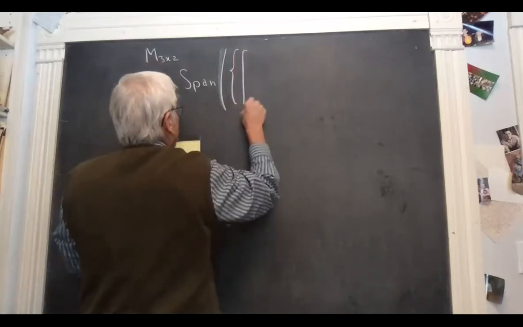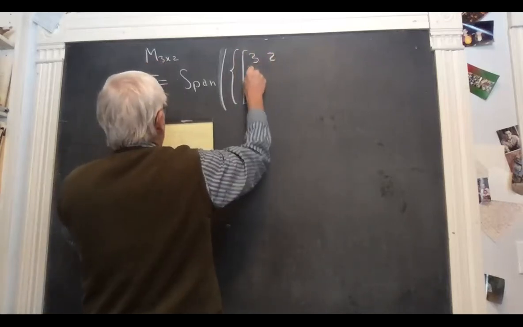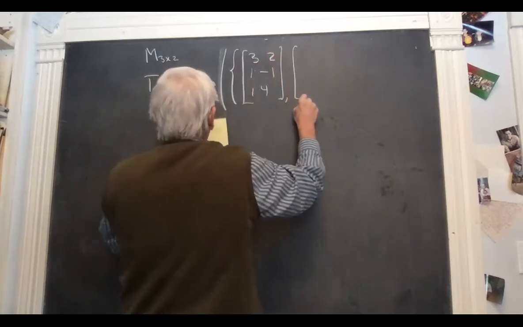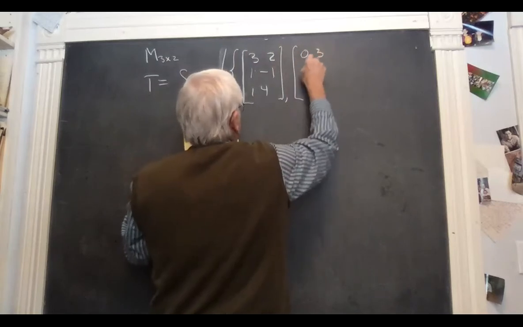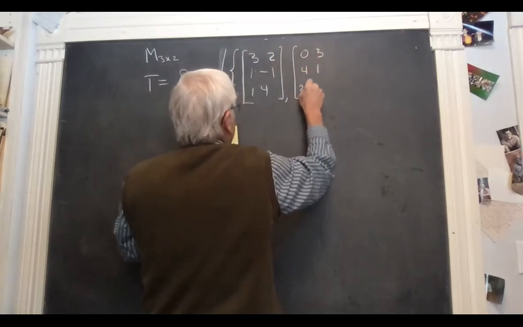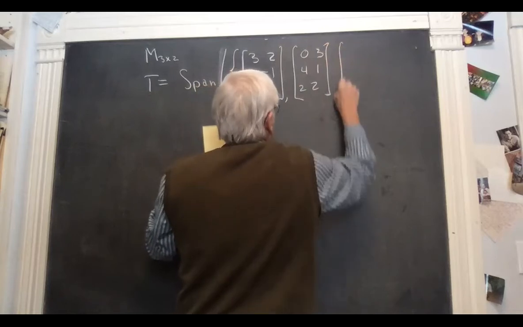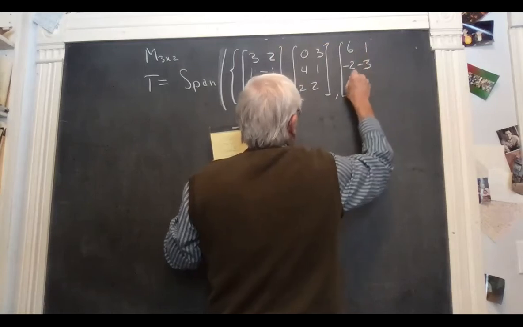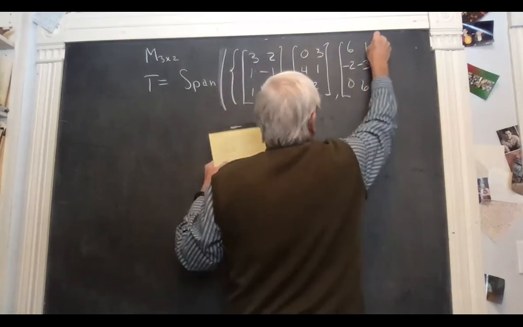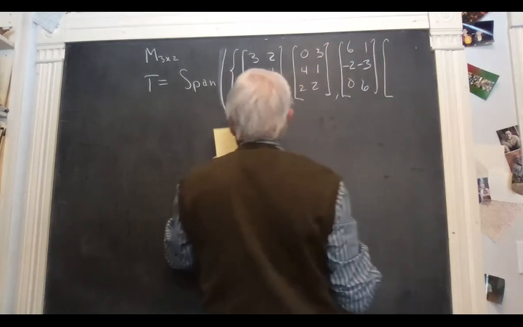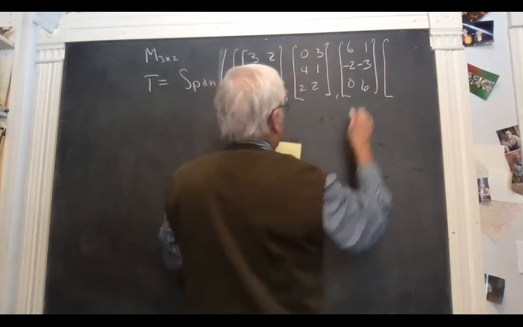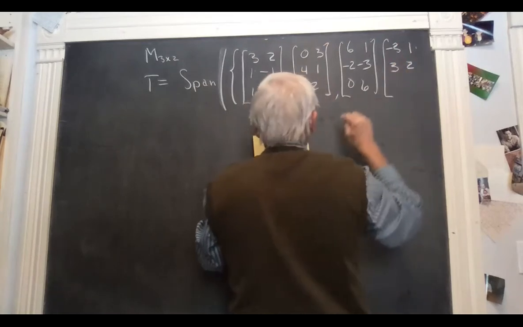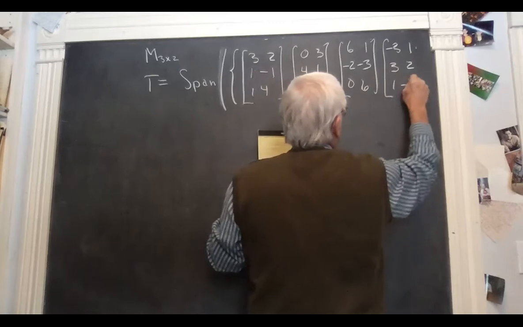So here they will be 3, 2, 1, minus 1, 1, 4. There are 4 of these. 0, 3, 4, 1, 2, 2. The next one is 6, 1, minus 2, minus 3, 0, 6. And the last one, fortunately, is minus 3, 1, and then 3, 2, and then 1, minus 2.